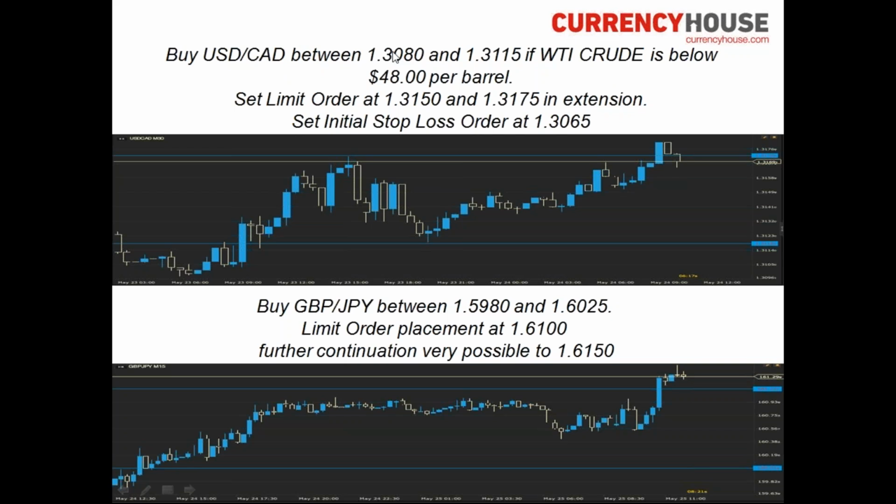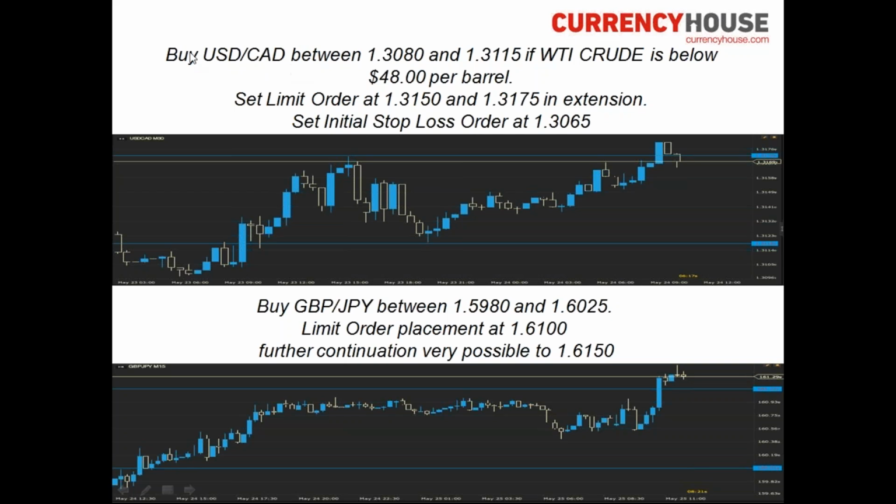If you're on your mobile device and you get the signal and can immediately jump on your xMobile device, then you can make some cash, okay? Because right here we have buy USD CAD between 1.3080 with a set order at 1.3150 and 1.3175, okay? So you don't need to worry. If that doesn't make any sense to you, don't worry.